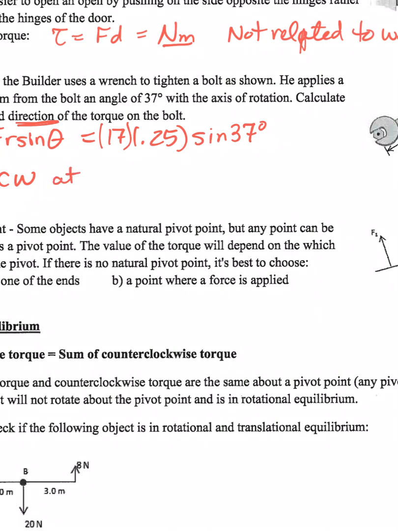And what do we get? 17 times 0.25 times the sine of 37? So 2.56 Newton meters. Okay? Now, look what it says next.